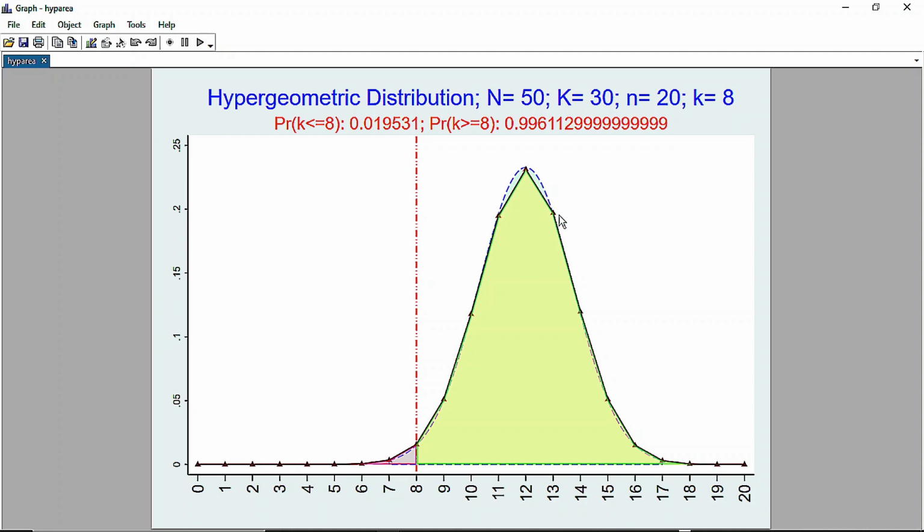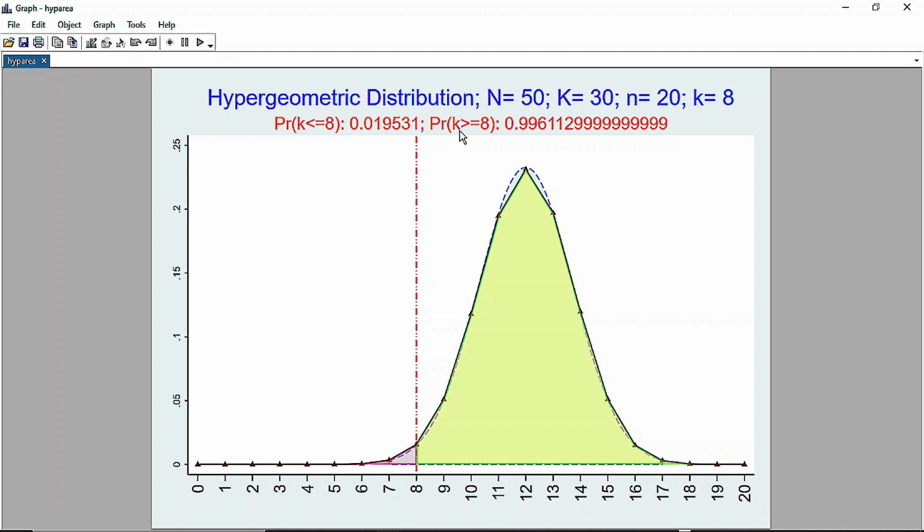For this hypergeometric distribution, for k equal to 8, k less than or equal to 8 is covering only 1% of the area. So there is enough room to reject the null hypothesis. In other words, this 1% area does not cover the properties of this null distribution, this hypergeometric distribution. For k less than or equal to 8, we reject the null. We prefer to say that k is less than or equal to 8.